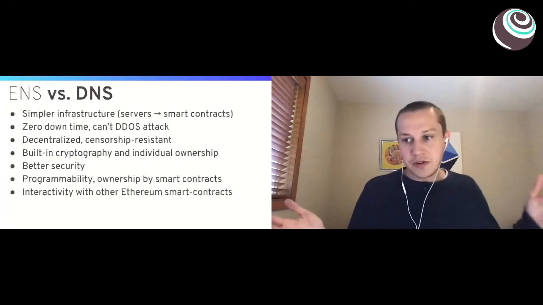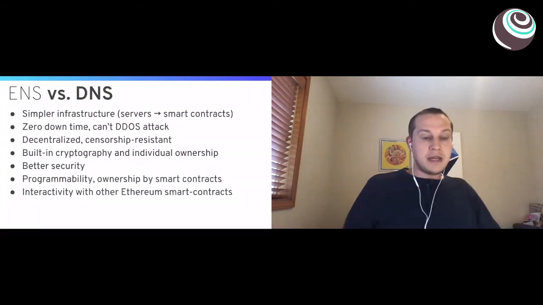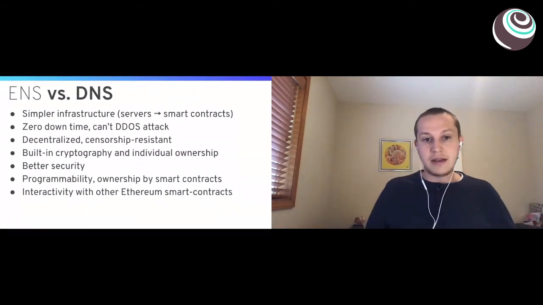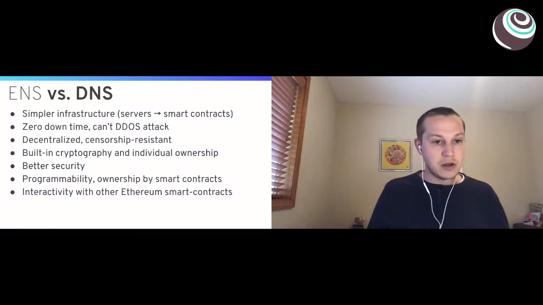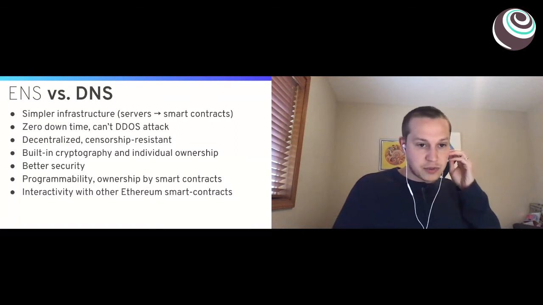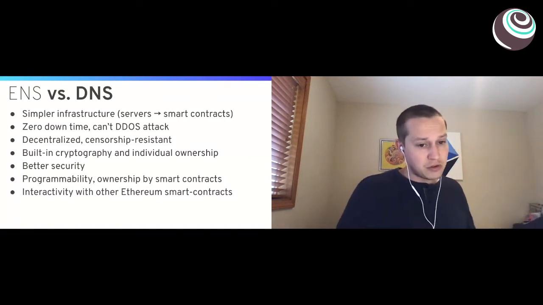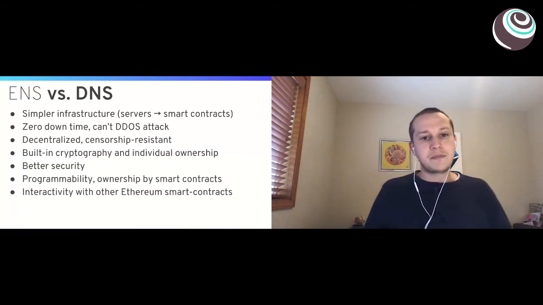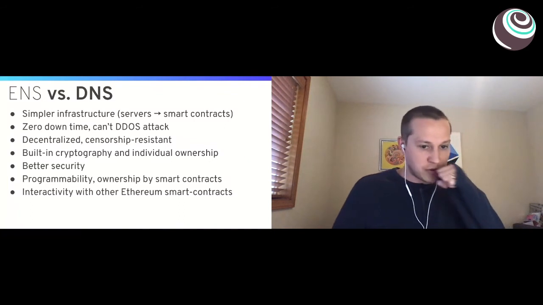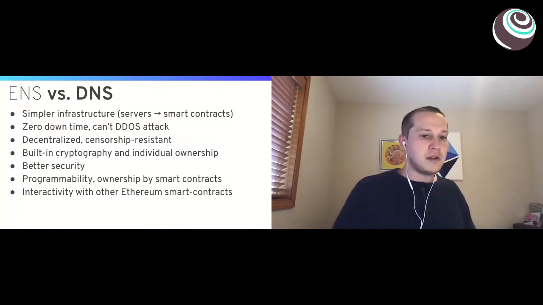Okay, ENS versus DNS. How do our systems compare? ENS has simpler infrastructure. Obviously, we're using smart contracts, not servers. Zero downtime because you can be running it locally. It's decentralized, censorship resistant. We have built-in cryptography and individual ownership. DNS doesn't have built-in cryptography, although they have this DNSSEC attempt to add this. They don't have individual ownership. You're always trusting somebody else. That means that ENS has better security. We also have composability.